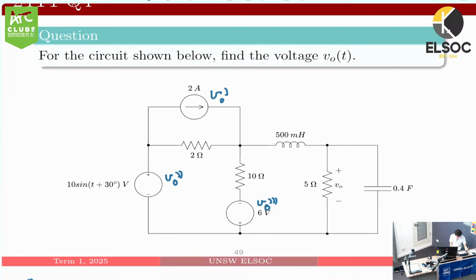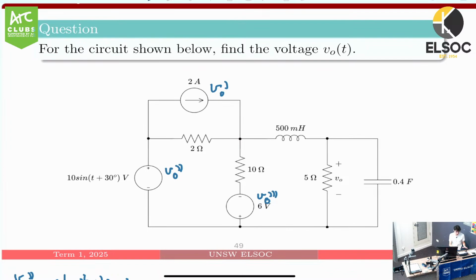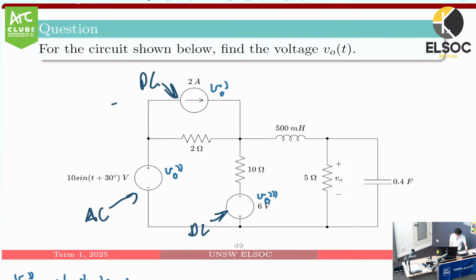And so what we can see here, if we just have a look at the circuit, is that we've got a current source, we've got a voltage source, and we have another voltage source. Now these are great, these are DC, but this one's AC. These both operate at essentially omega equals 0. So this is omega equals 0 as well. But this one operates at omega equals 1. You can see that because the coefficient here of t is just 1.